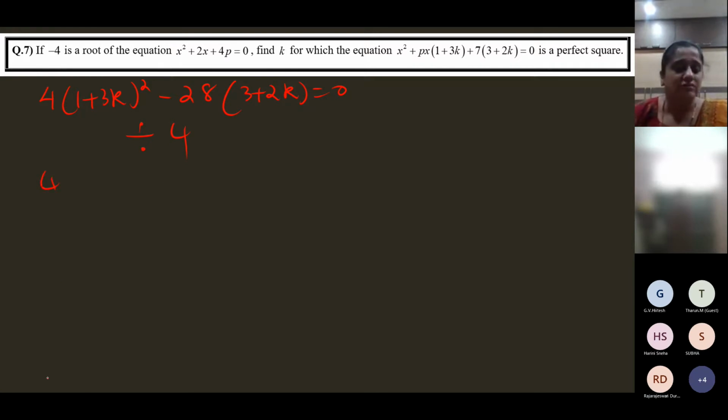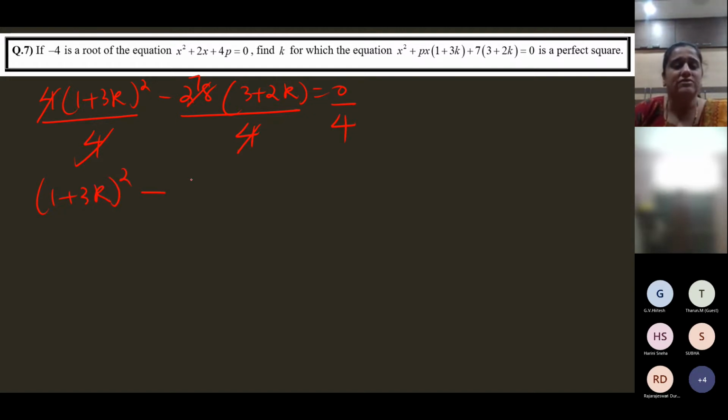So what will it be? When you divide by 4 throughout, at any stage you can do it. So that means divide this one by 4, divide this one by 4, and divide this one by 4. Dividing by 4 throughout means divide each term in the LHS and RHS by 4. So what happens? 4 and 4 cancel. 4 ones are 4, 7 fours are 28, and this is 0. So you'll get 1 plus 3k the whole square minus 7 into 3 plus 2k is equal to 0. So expand this and do the usual thing, children.